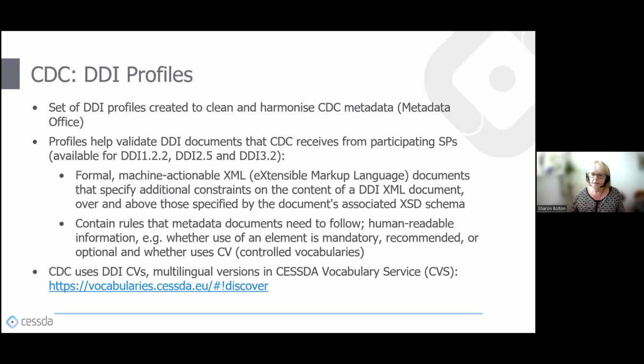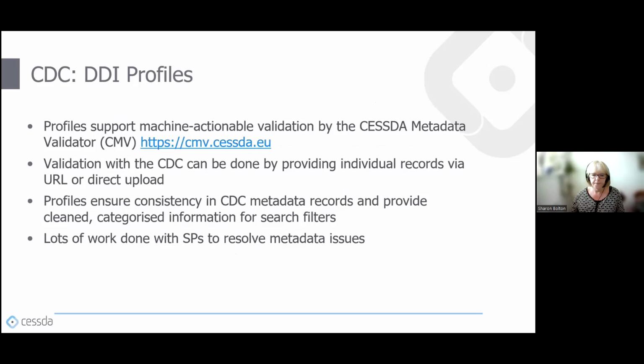The next step was to find a suitable DDI element within the DDI schema so that we could add an element to these profiles for the access type flag. A little bit more on the DDI profiles: they support machine-actionable validation by the CESSDA metadata validator, which again was developed under the Metadata Office. Validation can be done by providing individual records, or you can do a direct upload as well. As I mentioned before, they ensure consistency in the CDC metadata records so that we can improve the metadata that goes in as much as possible and provide clean and categorized information for the search filters.